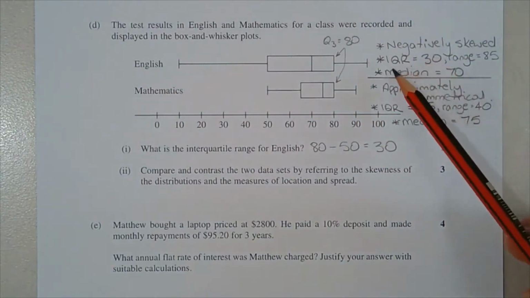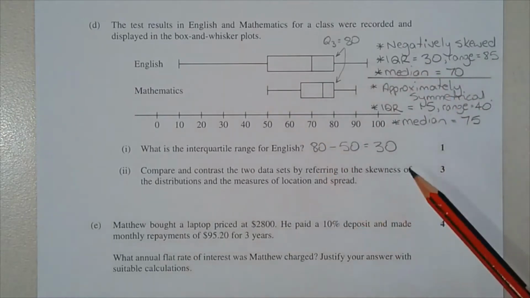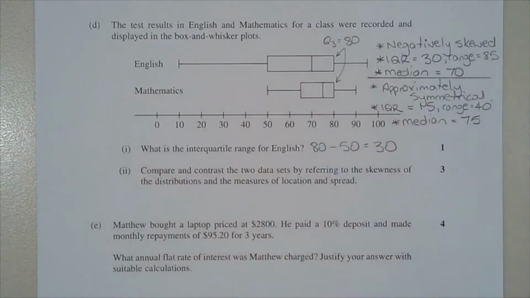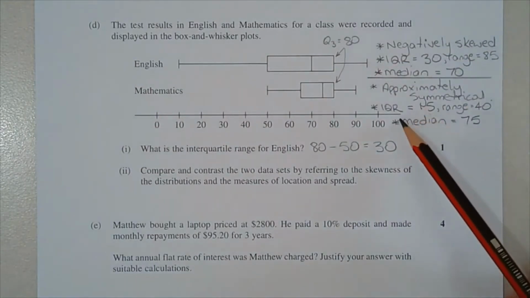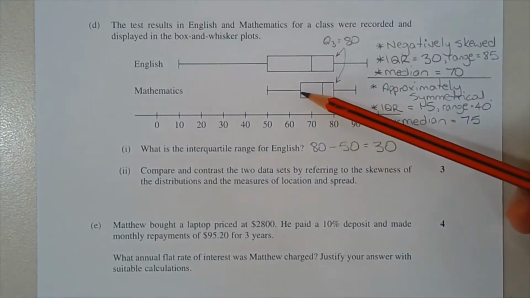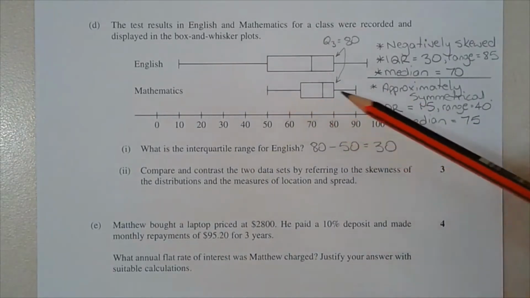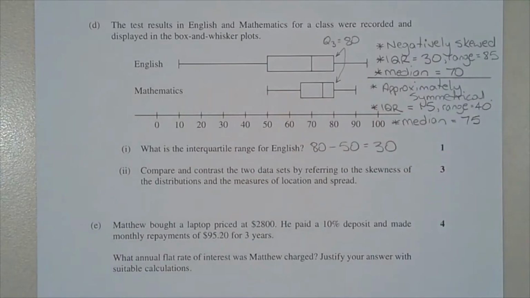Let's consider the interquartile range and the range for English and mathematics. So the interquartile range for English is 30. We worked that out from part 1 previously. And the range is 85, so from 10 to 95. For maths, the interquartile range is 15. So that's from 65 to 80, and the range is 40, so from 50 to 90. Now the lower interquartile range and range for mathematics may indicate more consistent scores in mathematics when compared to English.